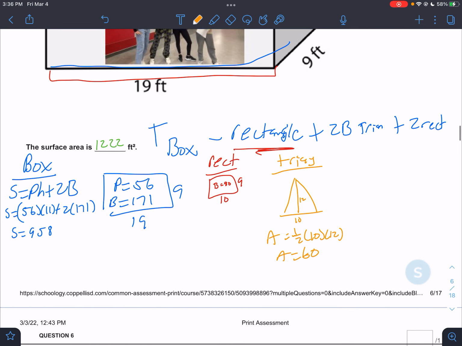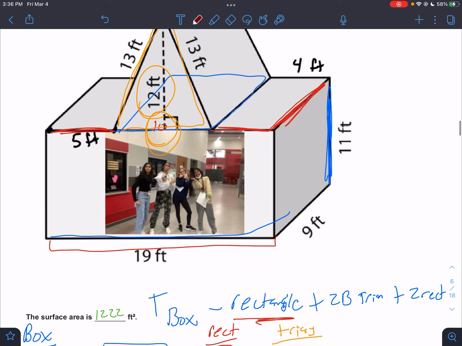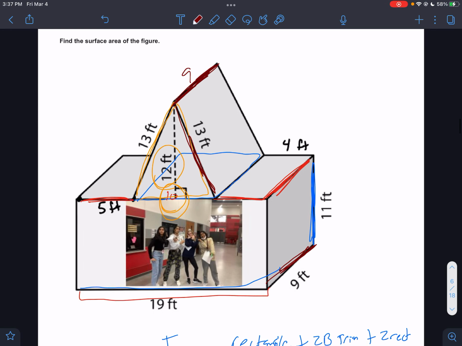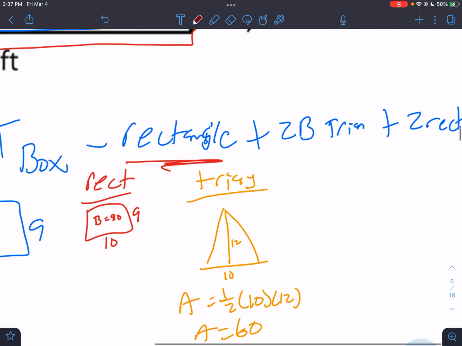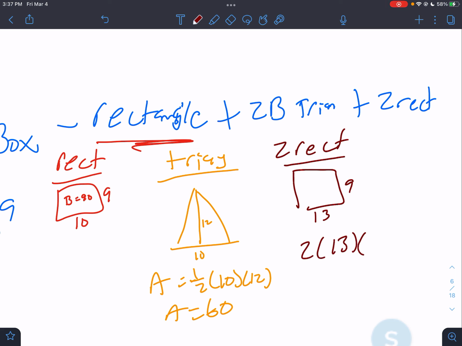Then we have to add the two rectangles that we can see. And they are going to be 13 times 9. Right? That front to back distance is still 9. So there's two of those, and they're both 13 times 9. So the two rectangles are going to each be 13 by 9. So 2 times 13 times 9 would be 26 times 9 would be 234.